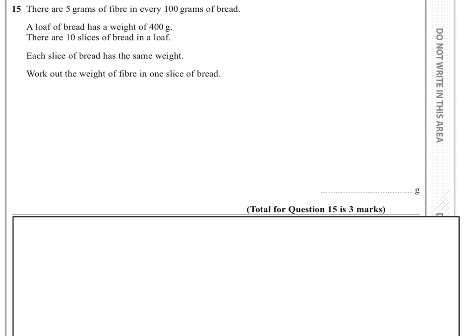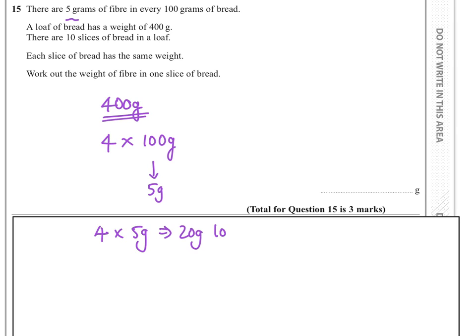Question 15. It says there are 5 grams of fibre in every 100 grams of bread. And it says a loaf of bread has a weight of 400 grams. So if the bread weighs 400 grams, that's 4 lots of 100 grams. And we know in each 100 grams there are 5 grams of fibre because it tells us this. So there'll be 4 lots of these 5 grams here, which is 20 grams of fibre in a loaf. And I'll just put fibre there so you can see what I'm doing.